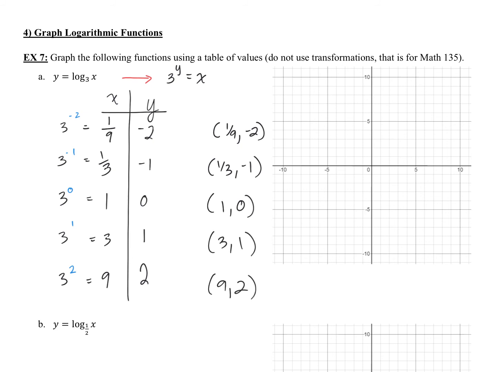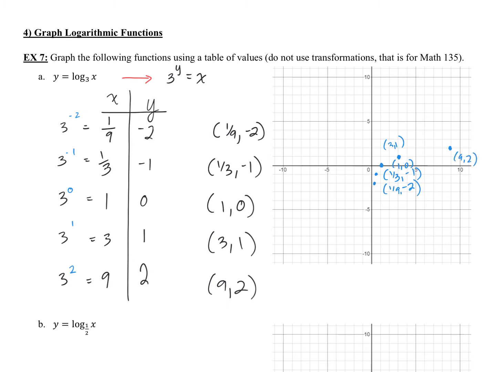And then let's go ahead and graph these. Okay, so the first value, we have 1/9, -2, which is about there. Then we have 1/3, -1, about there, totally approximate because it's sort of hard to fit those on here. Then we have 1, 0. And 3, 1. And then 9, 2.